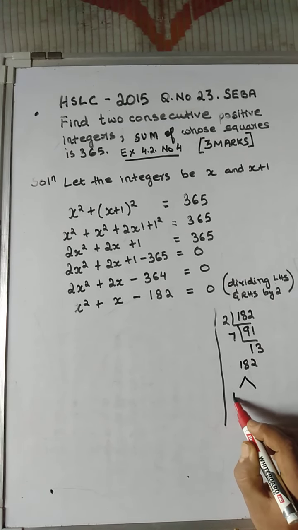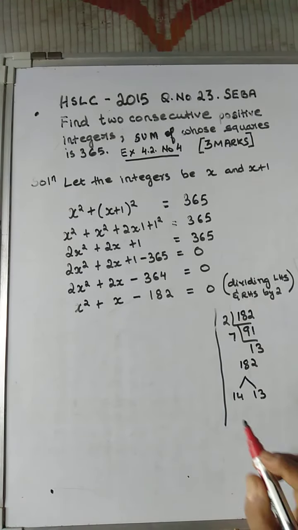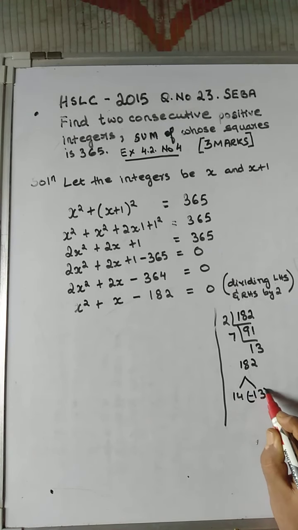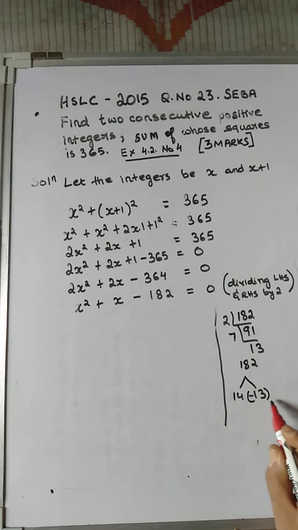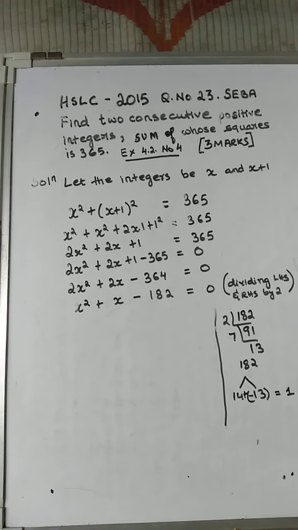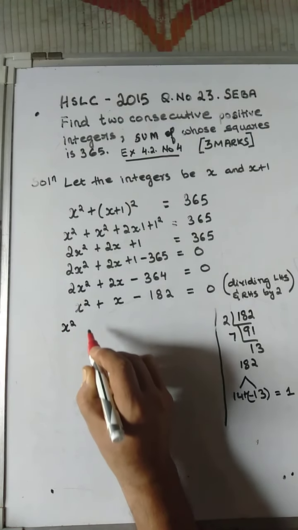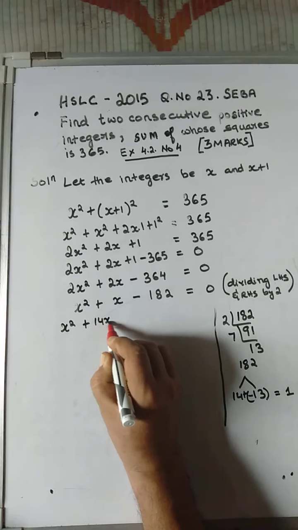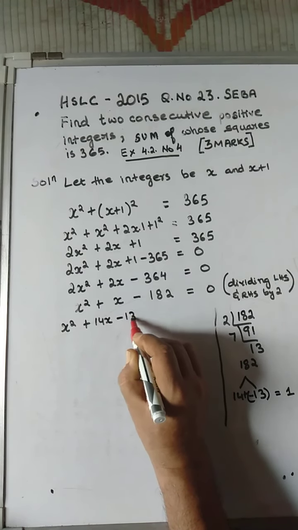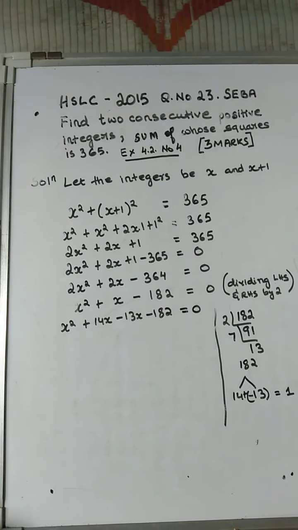is 14 into 13. And here you have a 1, so one of them would be a negative, one would be a positive, so that when you cancel them, you get 1. 14 plus or minus 13 is equal to 1. So having done that, we now can split x squared, and we write plus 14x minus 13x minus 182 is equal to 0.